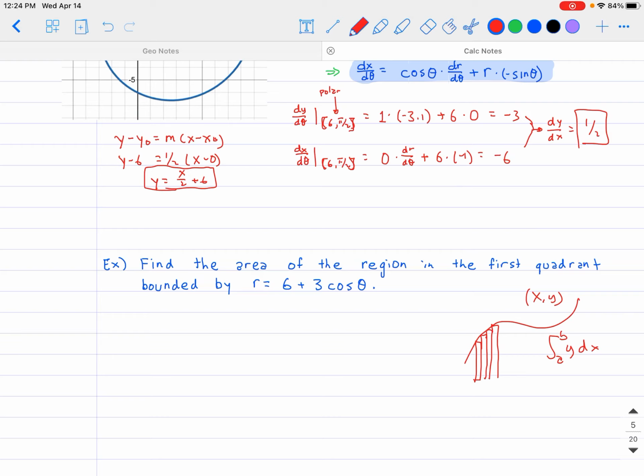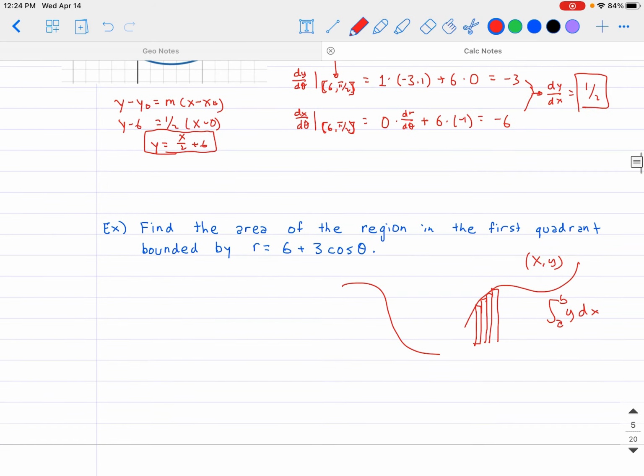Now, for polar, the setup is going to be a little bit different because your two variables are in a different orientation. Let's say that here is going to be the origin. You have r, which is over here, and then you also have theta that's over here. So those are your two different variables. They're not horizontal and they're not vertical. So the question is, how do you figure out the area using these two orientations?